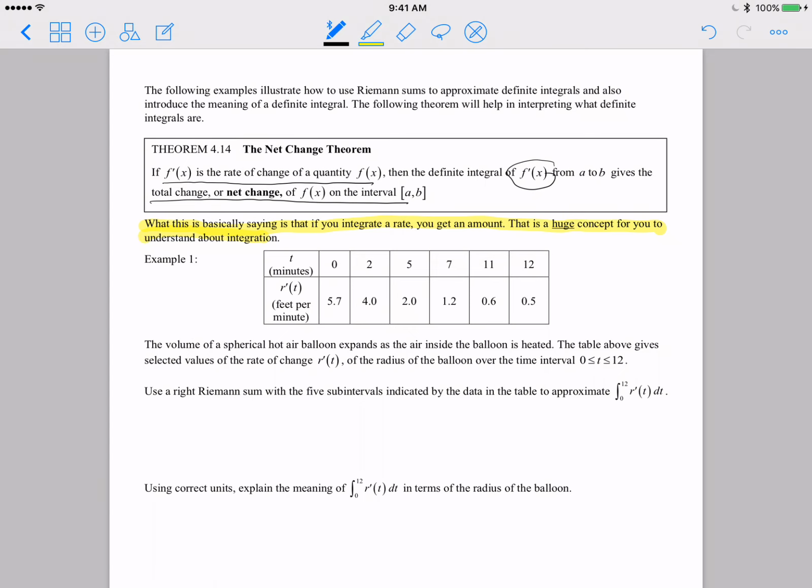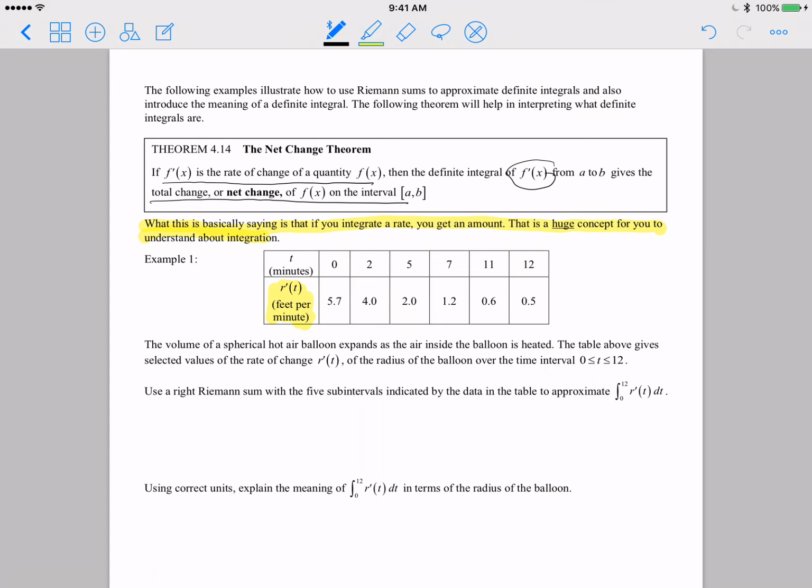Okay, so let me illustrate how we're going to use a right Riemann sum in this problem. This is talking about the volume of a spherical hot air balloon that expands as the air inside the balloon is heated, and the table is giving us selected values of the rate of change of the radius of the balloon. So it's very important that you understand we are given a rate of change in this problem.